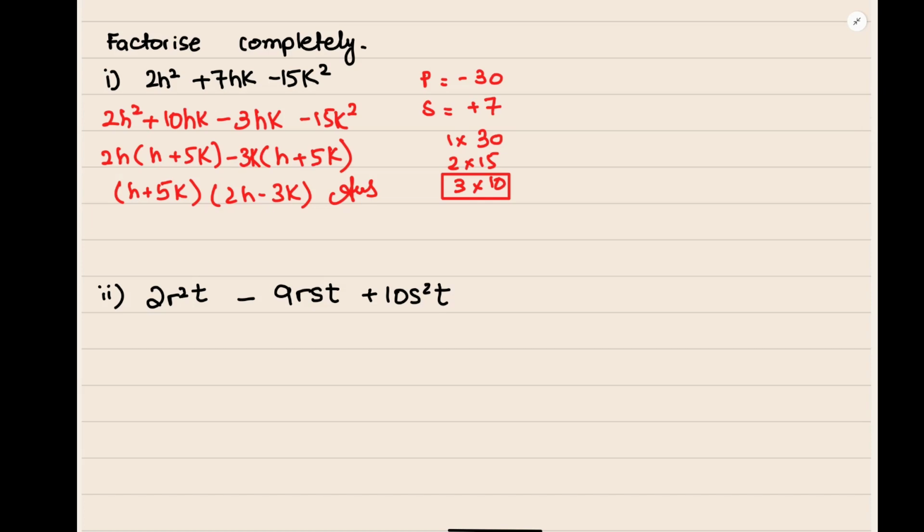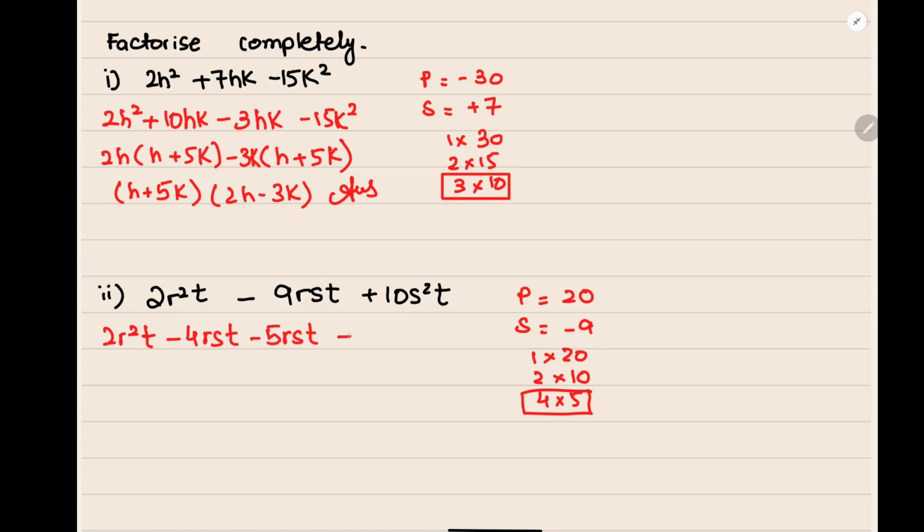Now same, I need to check for the second one. r squared t, if I multiply with s squared t, so it should be r squared, s squared, and t squared. That's in the proper sequence. So now 2 times 10, so product target is 20 and sum target is negative 9. So 1 times 20, 2 times 10, 3 don't go, 4 times 5. So I'll have to go by this 4 times 5. So if we do r squared t, negative 4 r s t, negative 5 r s t, plus 10 s squared t.